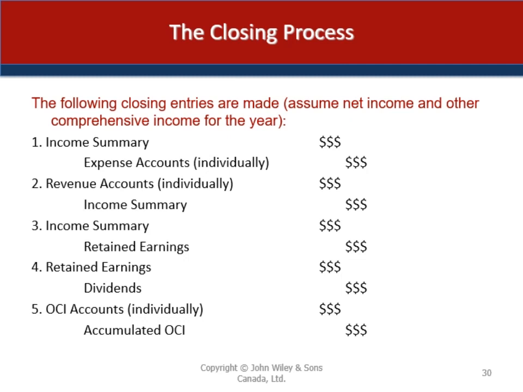And then the entry for dividends would always be the entry shown as number 4. We would always be reducing retained earnings because dividends never increase retained earnings. They always decrease retained earnings.